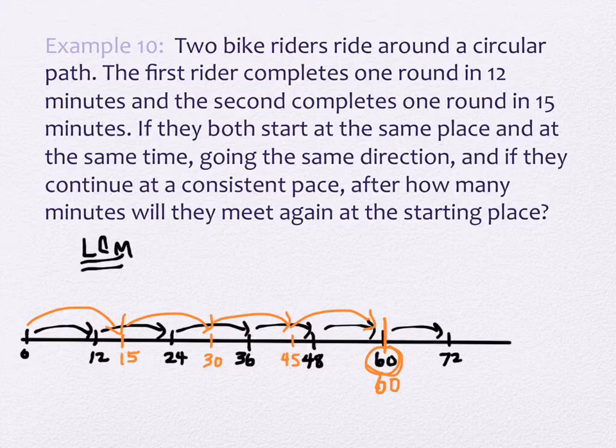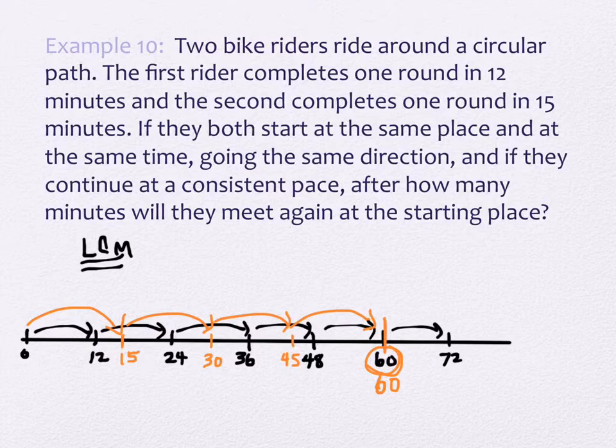I think he went 5, right? Because he went to 12, 24, 36, 48, 60, 5 times. How many times did the 15-minute person go around the track? 4 times, actually. So they go around the track a different number of times, but they do end up back at the starting point at the same place at 60 minutes.